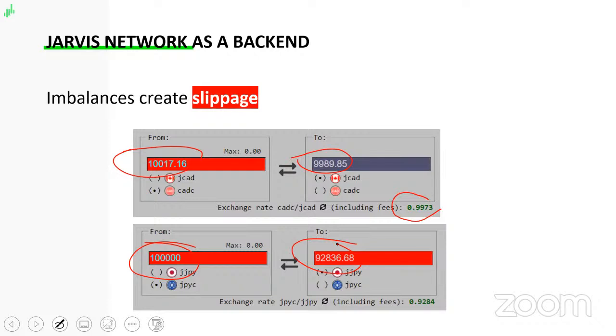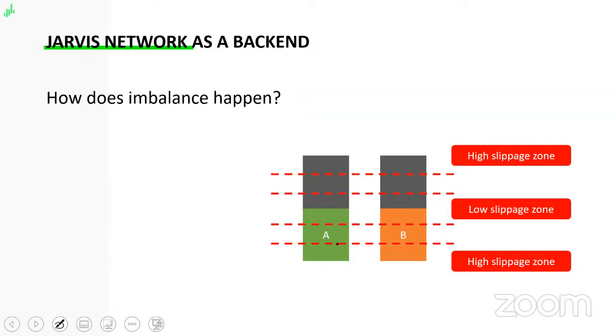So you also have negative slippage. So how does imbalance happen? The way concentrated liquidity pools and Curve work, I simplify a lot, but they have a few areas where you have a high or a low slippage.